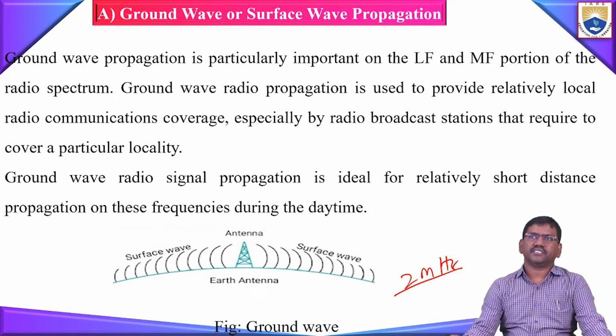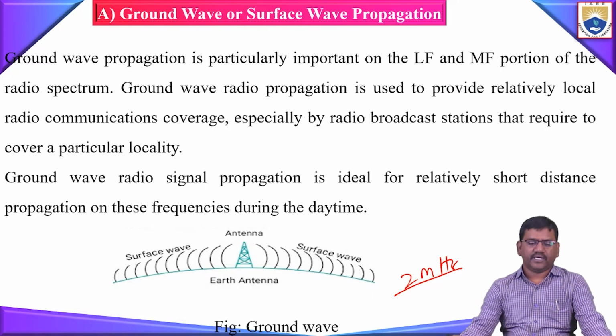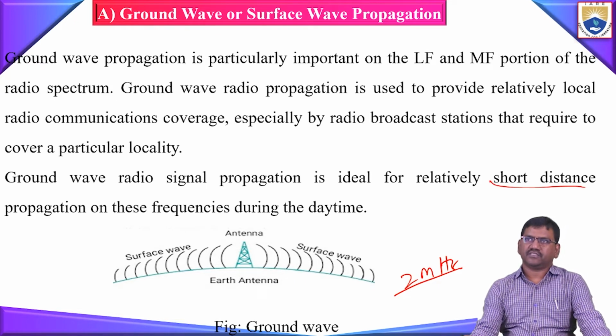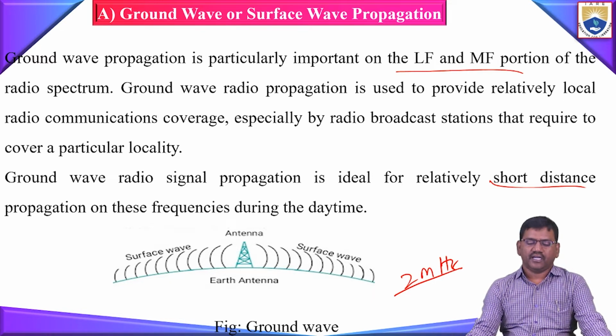Ground wave radio propagation is used for local radio communication coverage, especially by radio broadcast stations that need to cover a particular locality. It is used for low frequency signals and also for short range communication, that is, within a short range where the population requirement is very small. In that particular area, we can use ground wave propagation. Ground wave radio signals are ideal for relatively short distance propagation. The major advantages are short distance communication, and the low frequency and medium frequency portion of the radio spectrum.